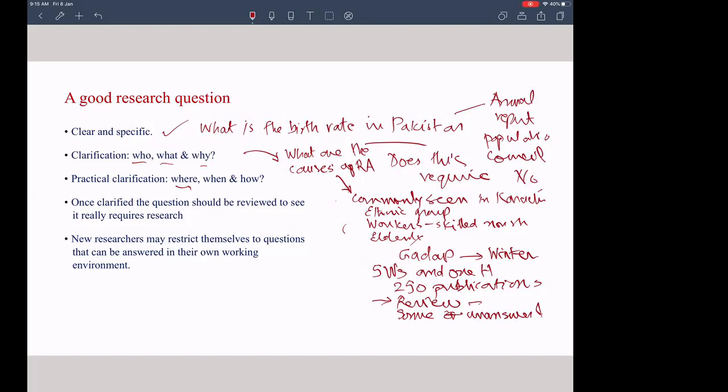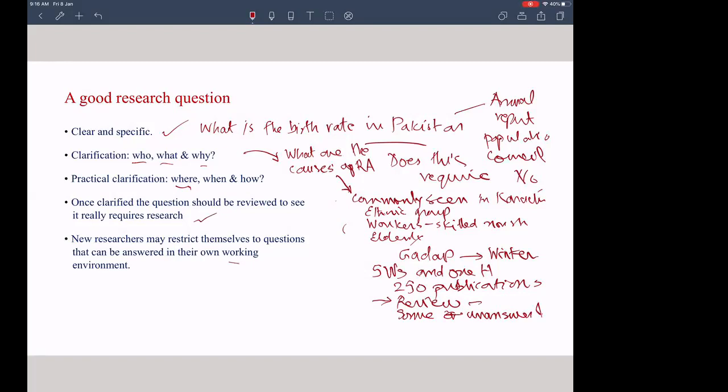Oh, that is the thing, it's not that everything is so clear. It's not that we know why this is happening. It's not that it's always happening in winter. Maybe there are sometimes certain perceptions. People just guess that this is what happens. So those things need to be looked at. So once you clarify these questions, it should be reviewed. This is what I meant. Then new researchers may restrict themselves to questions that can be answered.